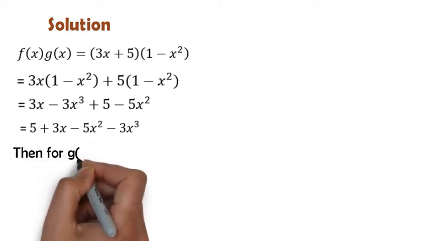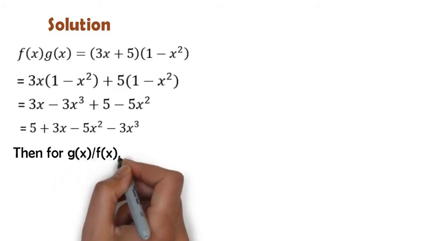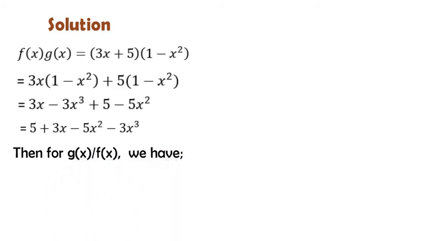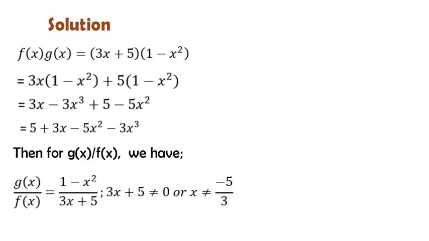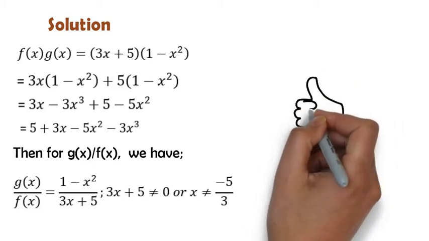For g of x divided by f of x, we will have g of x divided by f of x equal to 1 minus x squared divided by 3x plus 5, provided that 3x plus 5 is not 0, or x is not minus 5 over 3.